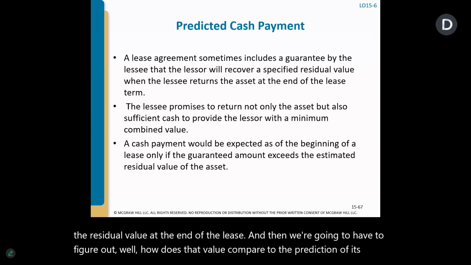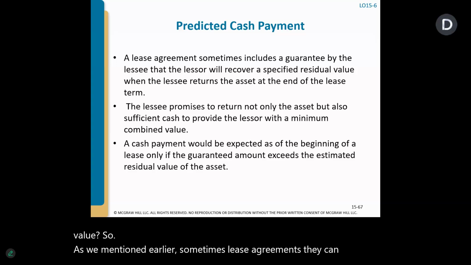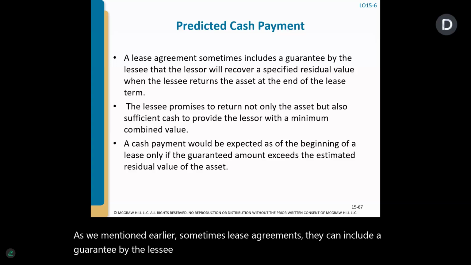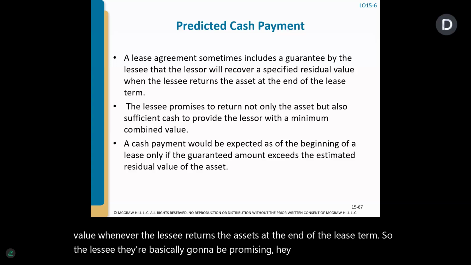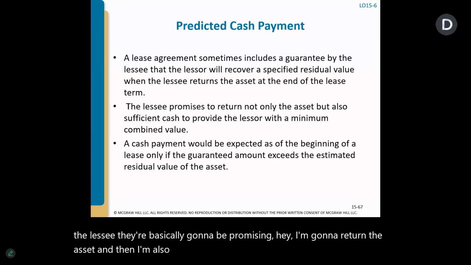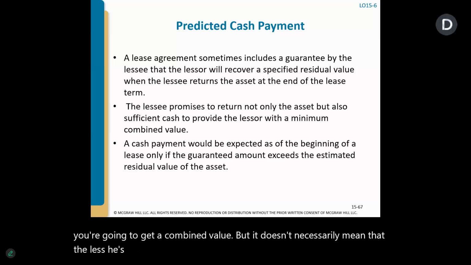So as we mentioned earlier, sometimes lease agreements can include a guarantee by the lessee that the lessor is going to recover a specific residual value whenever the lessee returns the asset at the end of the lease term. So the lessee is basically promising, hey, I'm going to return the asset, and I'm also going to provide sufficient cash so that you're going to get a combined value. But that doesn't necessarily mean that the lessee is going to actually make a cash payment. So sometimes it can be made, sometimes it doesn't have to.